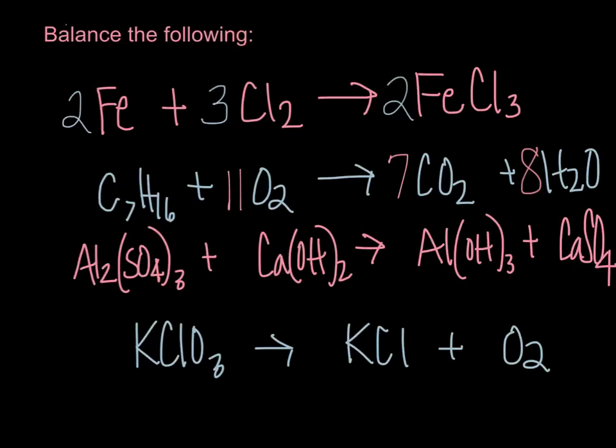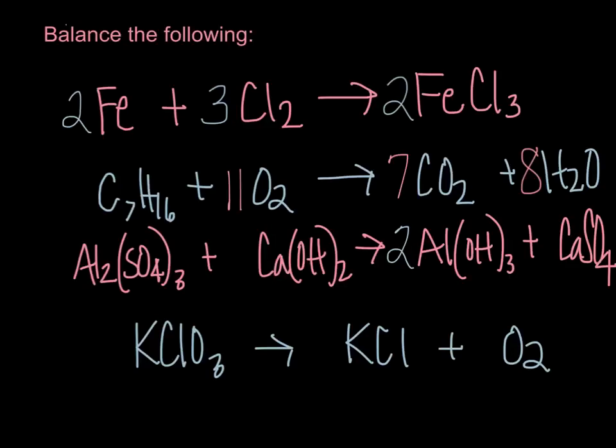On our next one, we have aluminum sulfate plus calcium hydroxide, which is going to give us aluminum hydroxide and calcium sulfate. So we're going to start with the metals. Right here I have 2 aluminum, and I only have 1 here. So I'm going to put a 2 right there.